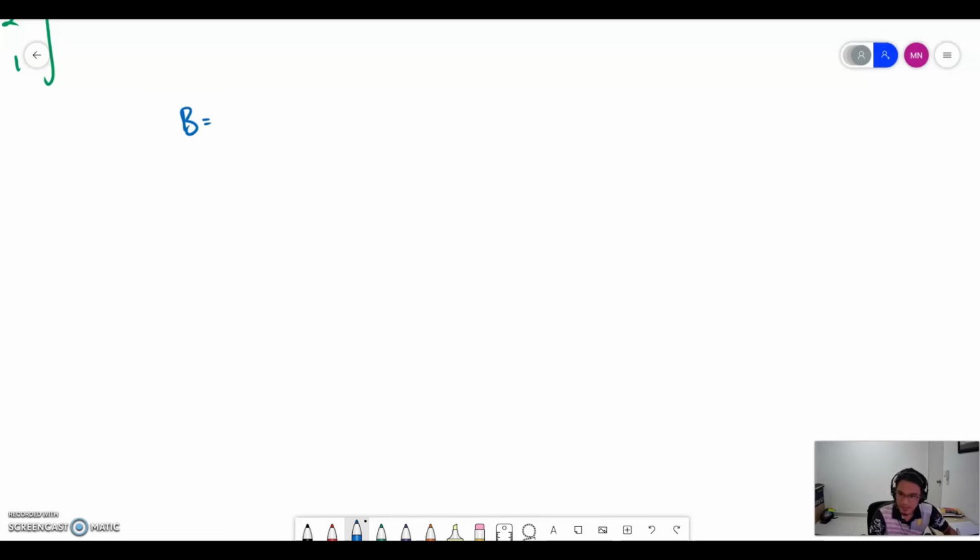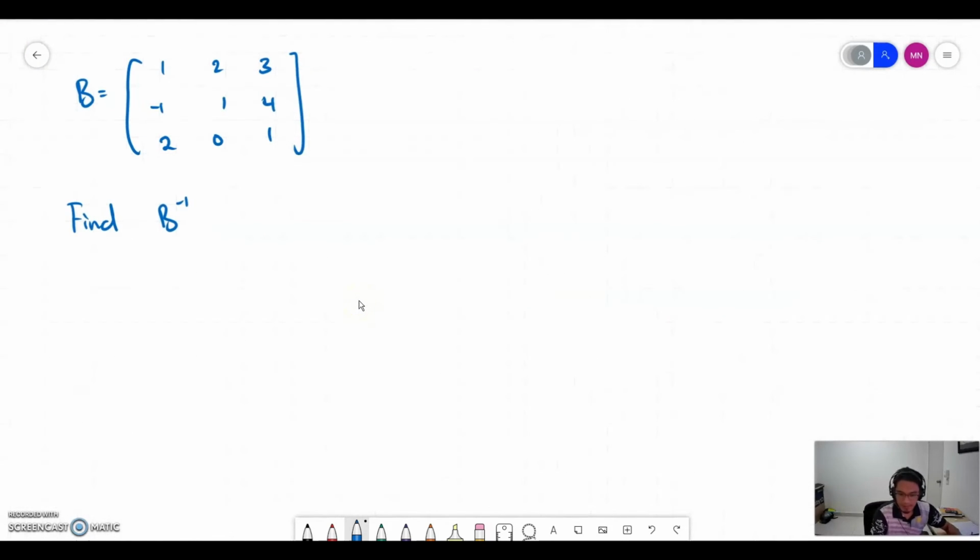Okay, let's say we have matrix B equal to 1, 2, 3, negative 1, 1, 4, 2, 0, and 1. Now we want to find B inverse. Based on the formula of inverse, B inverse should be equal to 1 over the determinant of B multiplied with the adjoint of matrix B. Which means firstly we have to find the adjoint. So now let's do the adjoint first.